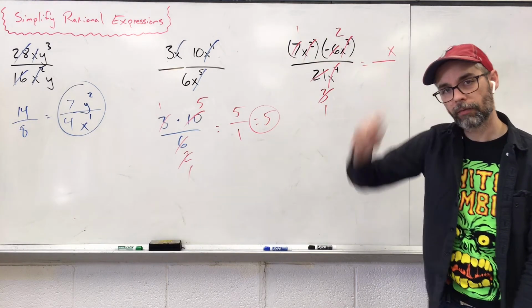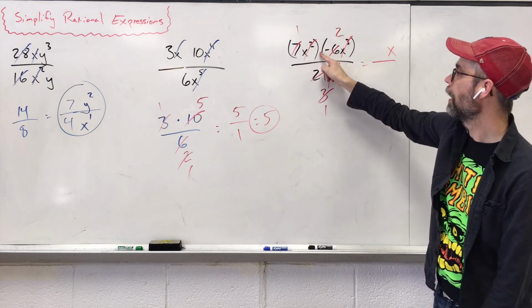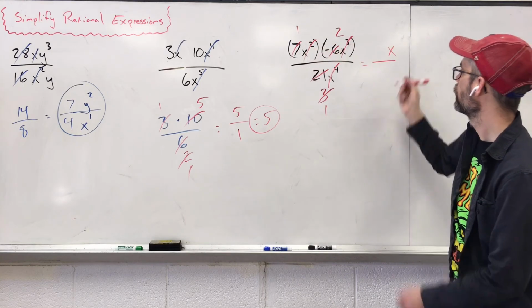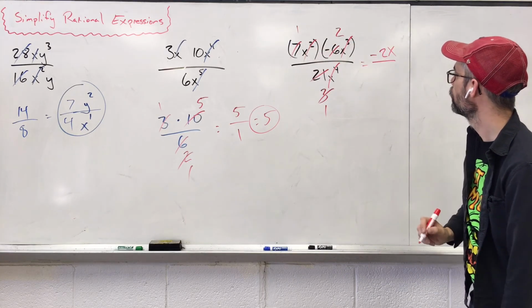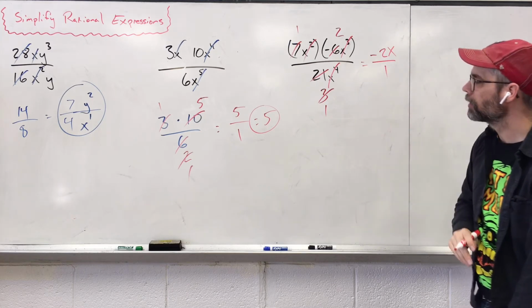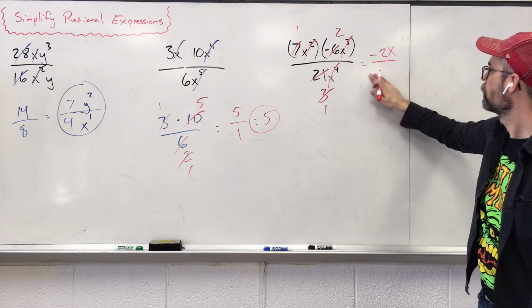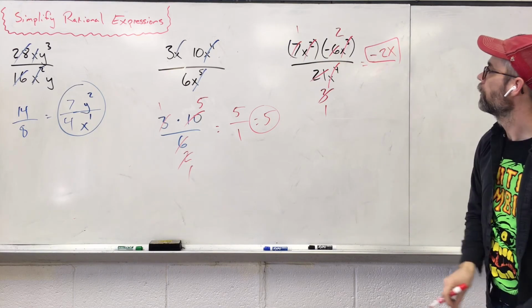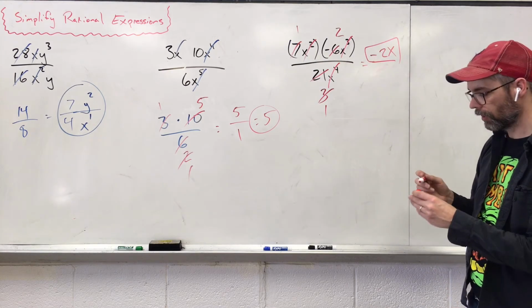Let's multiply together everything that we have left. 1 times a -2, giving us -2. On the bottom, you have a 1. We don't need to show that. So you know what? There it is. -2x is your final answer for this.